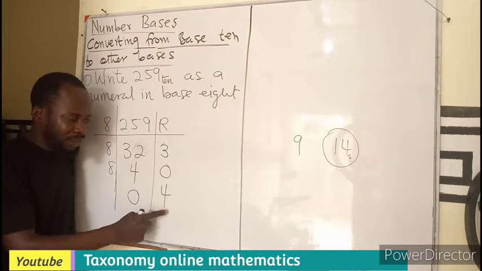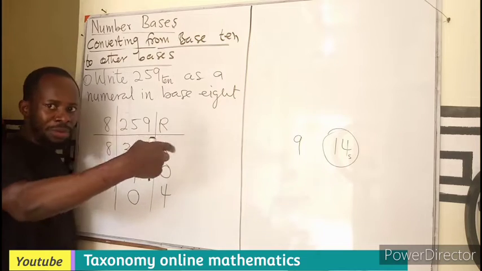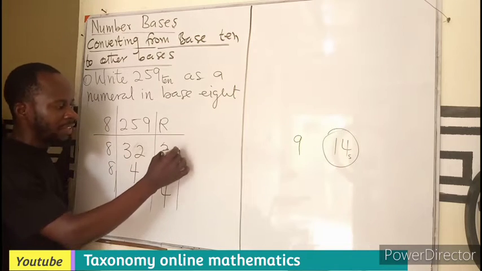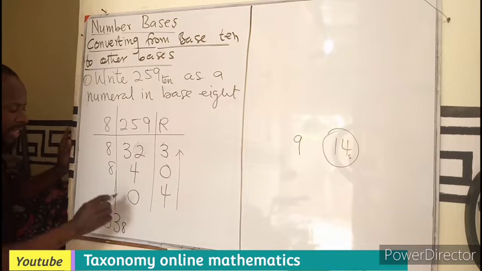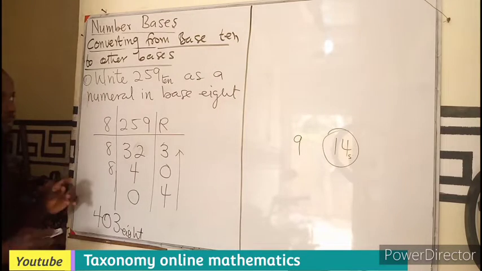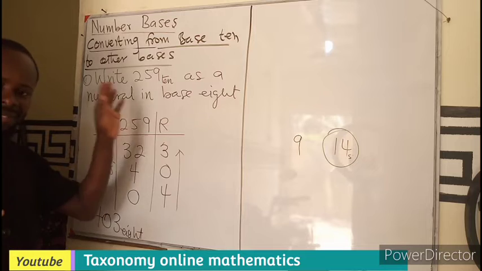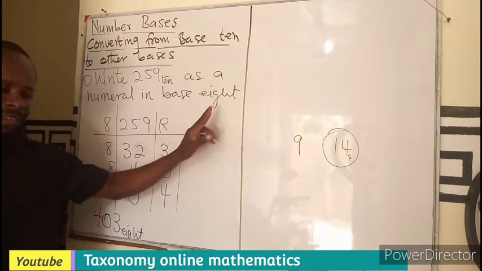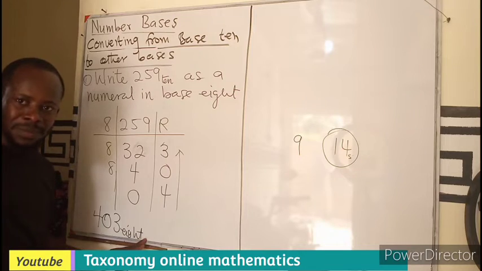That's the remainder. So normally we start from the bottom when you are breaking the number, and you write your digits in this way. Meaning 403 base 8. If you are to convert 259 base 10 to a number in base 8, you'll be having 403 base 8.